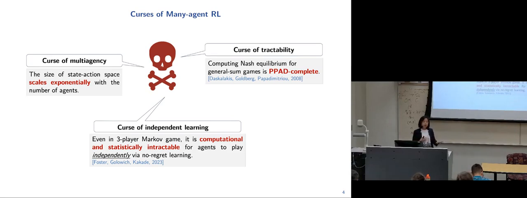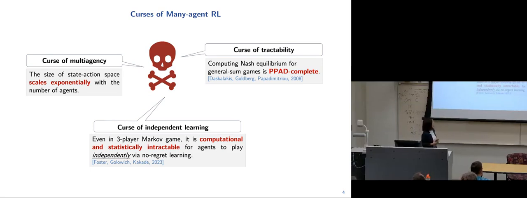The second curse comes from tractability. It has already been shown that even without state dynamics, in standard normal form games, computing, for example, Nash equilibrium for general-sum games is PPAD-complete, and this is largely due to Kostis and co-authors. And PPAD-complete is conjectured to have no polynomial time algorithms.